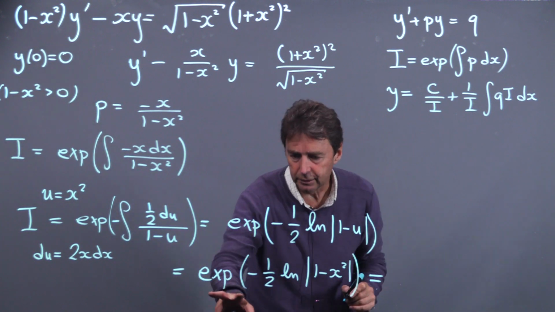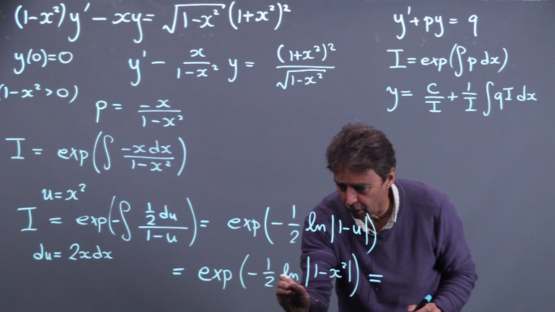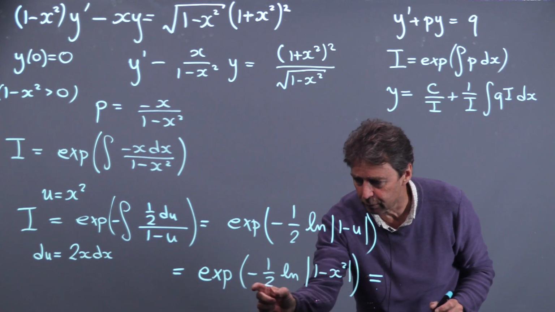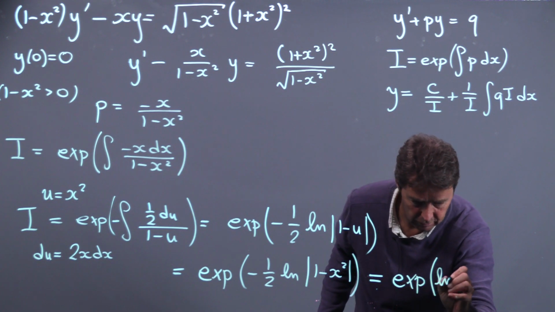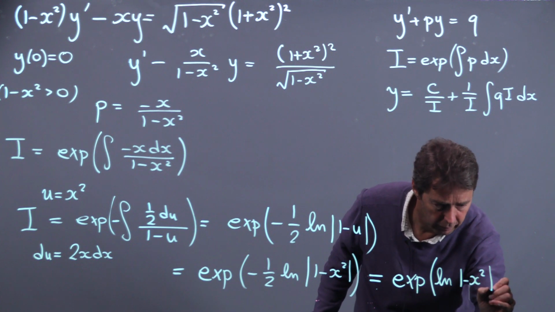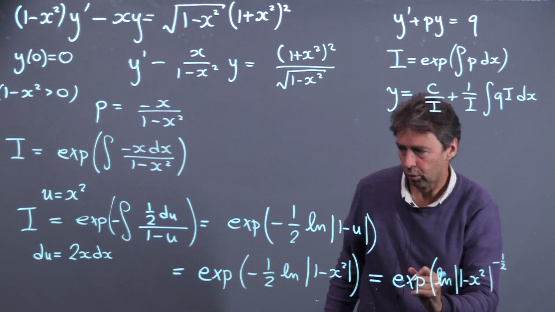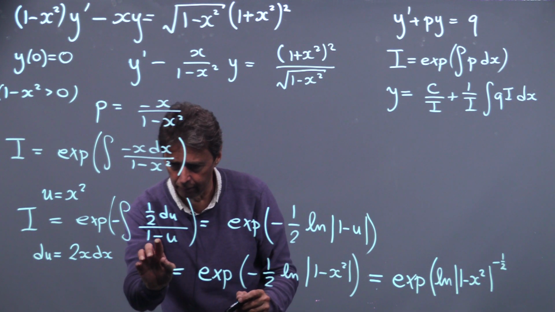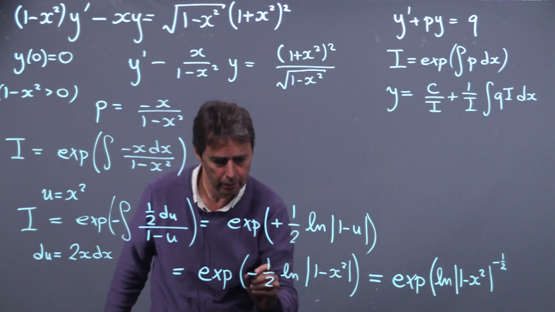So let's work with it a little bit. The -1/2 here, something times a logarithm, I can rewrite as the logarithm of whatever's inside the logarithm to this power. So I can write this as the logarithm of the absolute value of 1 minus x squared, to the power -1/2. Oh, and I suddenly realized I made a mistake, because when I integrate this, there's a minus sign there, so I get a plus there. That's a plus.